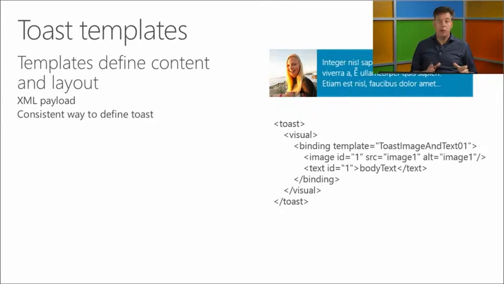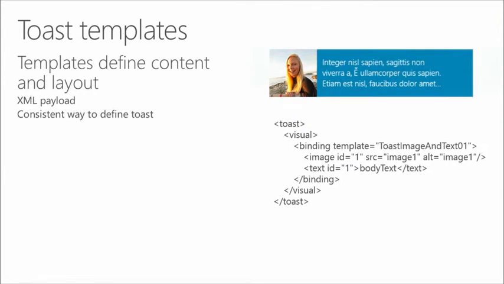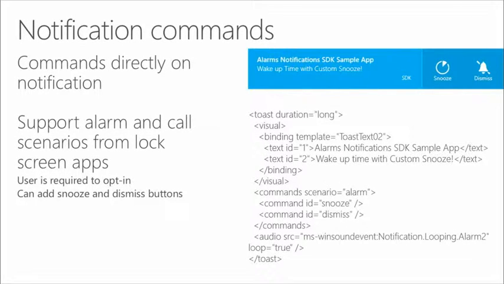Now again, also with Toast, we have templates that define the layout, and you can provide the content for that. Same as with the tiles and so on. That works the same way. And notification commands, like we saw with the Alarms app, it supports for an alarm. There's only one alarm app visible, or working, on your lock screen, so you can only have one alarm app. And of course, the user is in control, so he or she will decide if your app is the best alarm app for his situation.